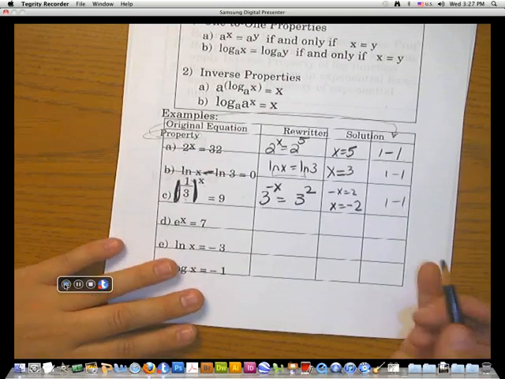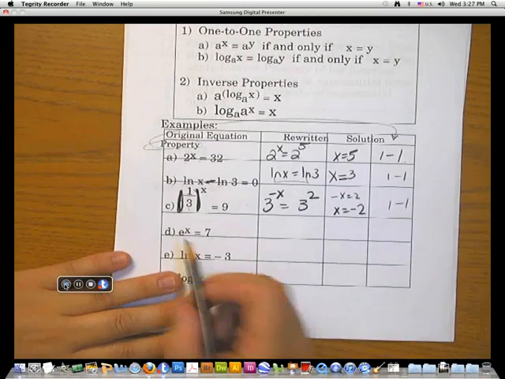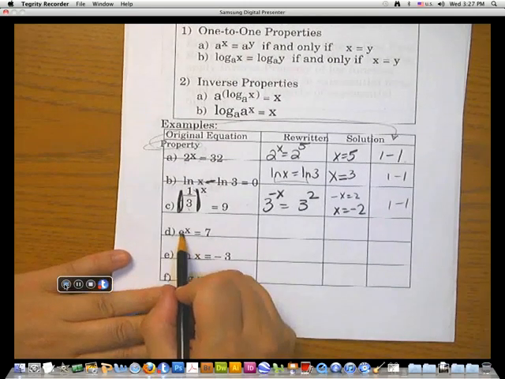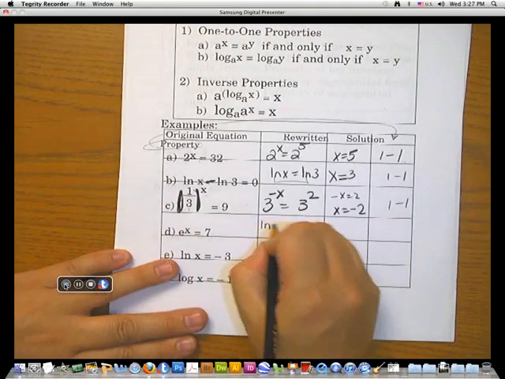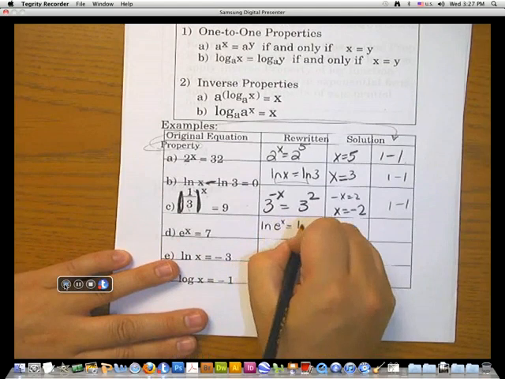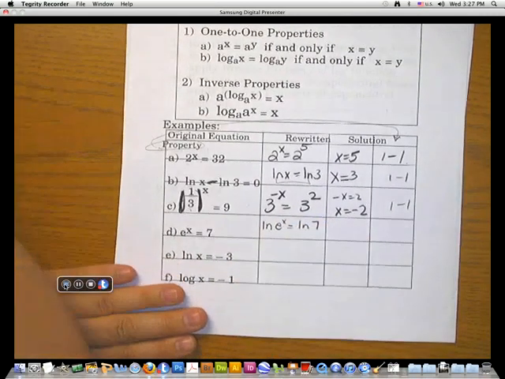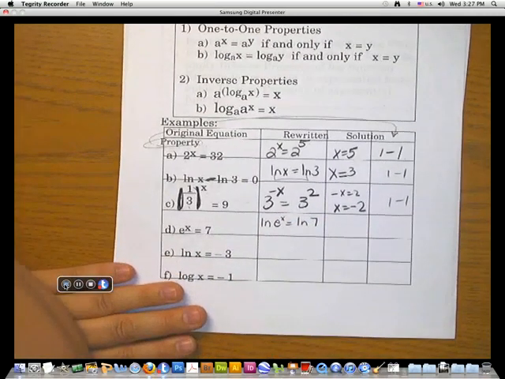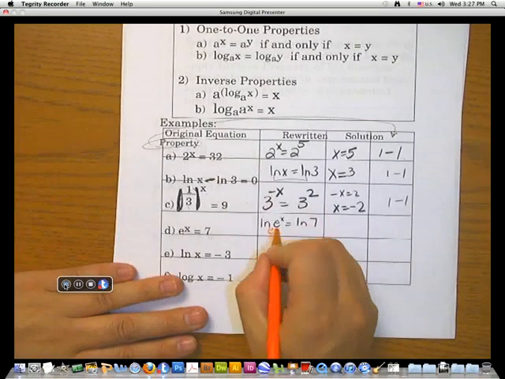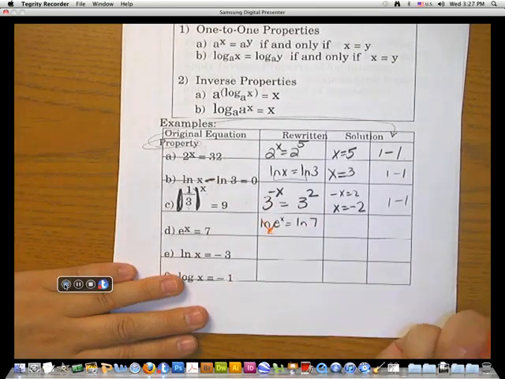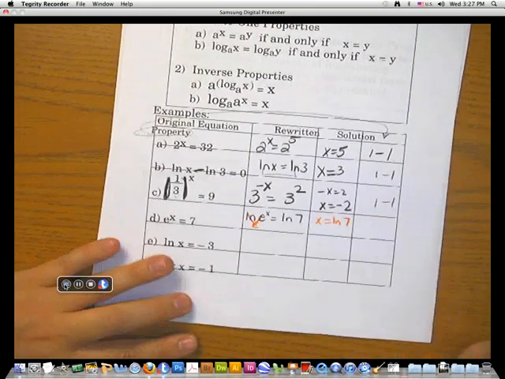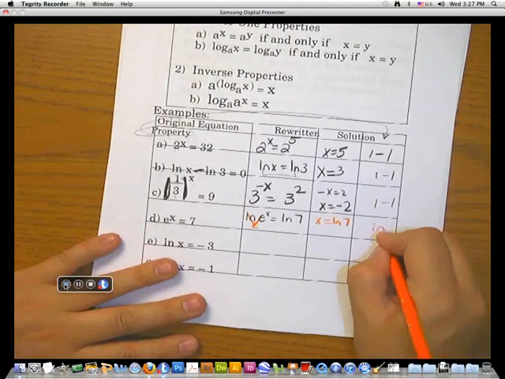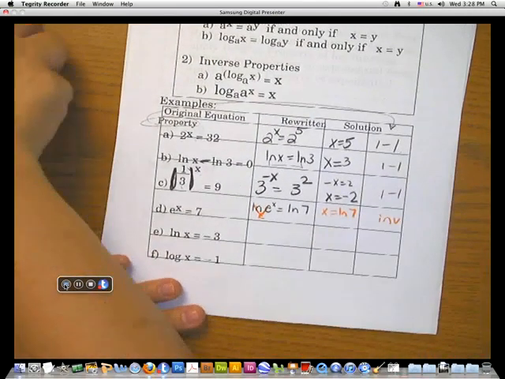e to the x is 7. Well, because e is a natural number, I can take the natural log of both sides. The natural log of e to the x and the natural log of 7. Because this is the base and the bases are alike, we're going to get x is the natural log of 7. And that's our inverse property.